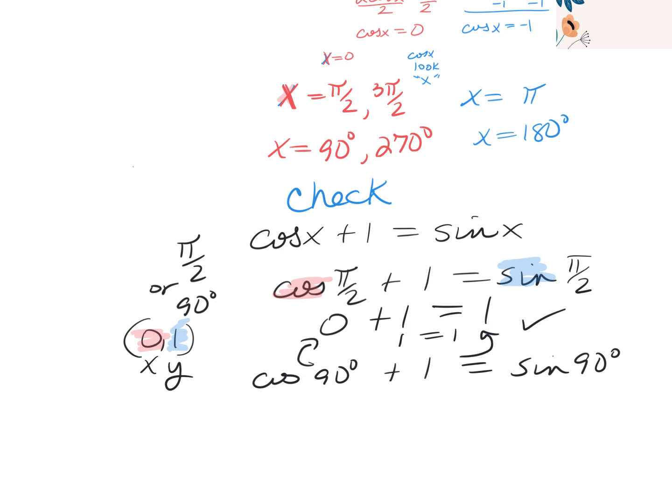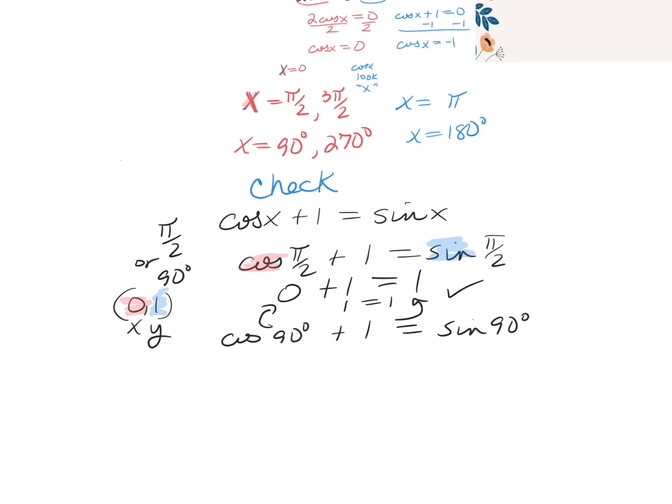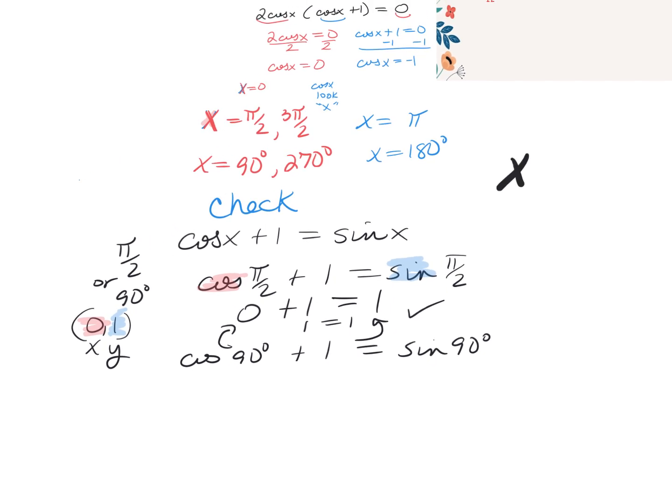It doesn't matter if you put it in as radians or degrees, you're still doing the same thing. So pi over 2 is a good answer so far. So x equals pi over 2. Now I'm going to check the 3 pi over 2.